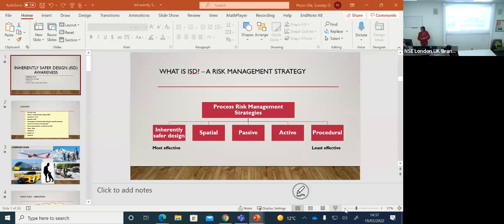So earlier I defined inherently safer design, but I'll just go back a step to explain where that concept actually comes from. In the world of process safety engineering, I talked about us assessing and managing or controlling our risks. We manage our risks in five different ways. And this is almost like a formula that all safety engineers use in whatever we do. Even in finance, they probably have a similar concept. The first one, which I'm talking about today, is inherently safer design. The second one is spatial. I'll explain each one later using examples. The third one is passive. The fourth one is active. And the last one is procedural, that is using procedures to ensure your facility is safe.